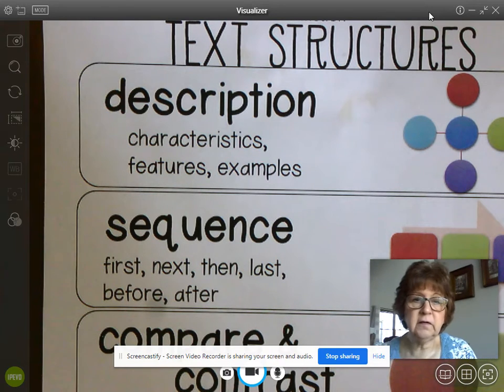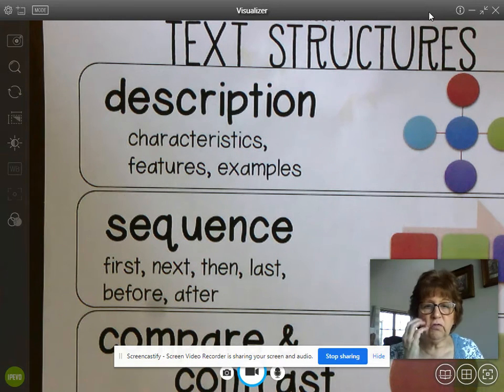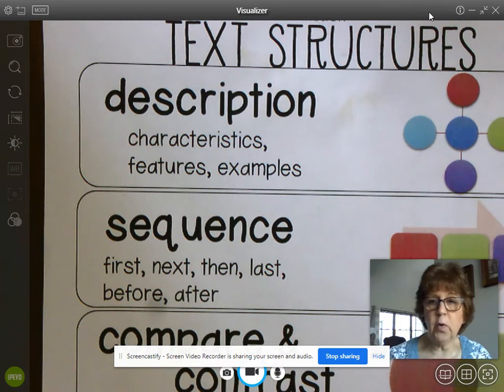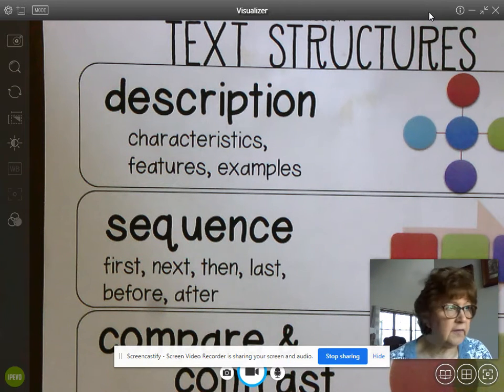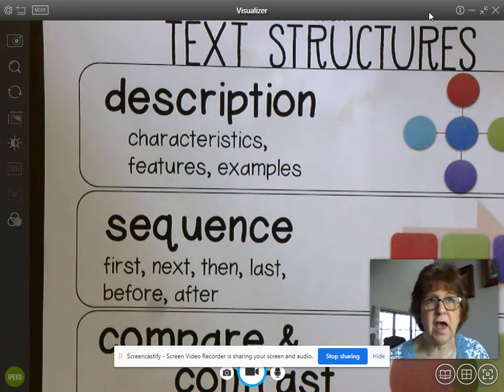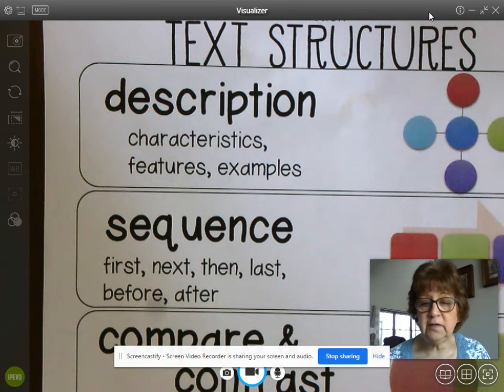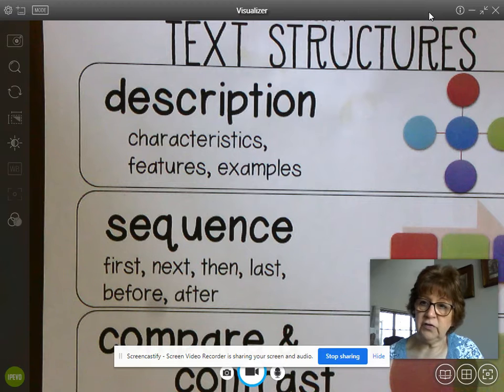Description is where the author is going to give you the characteristics. He's going to tell you what something looks like, what color it is, how big it is, if it's an animal, does it have fur, does it have feathers, does it have scales, just what does it look like? And they're going to give you examples. And so that's going to be description.